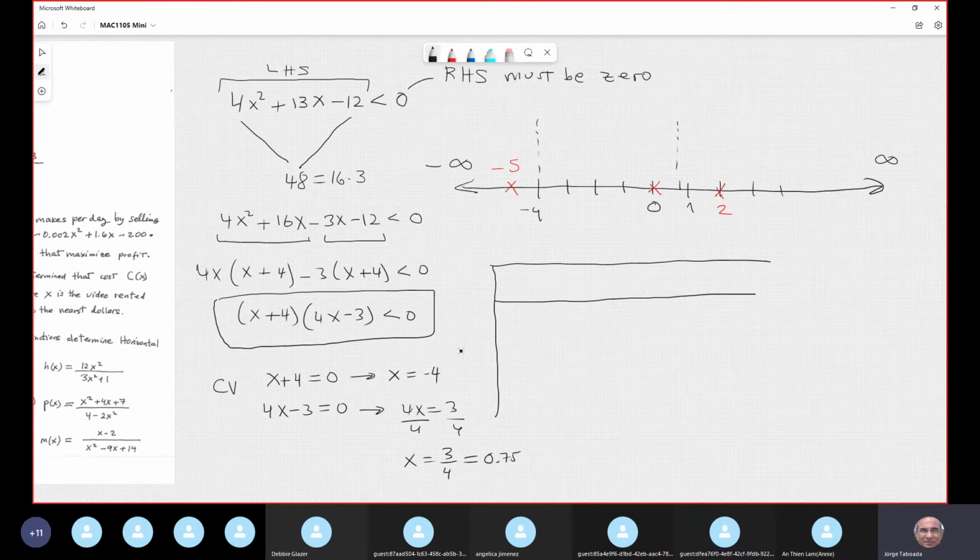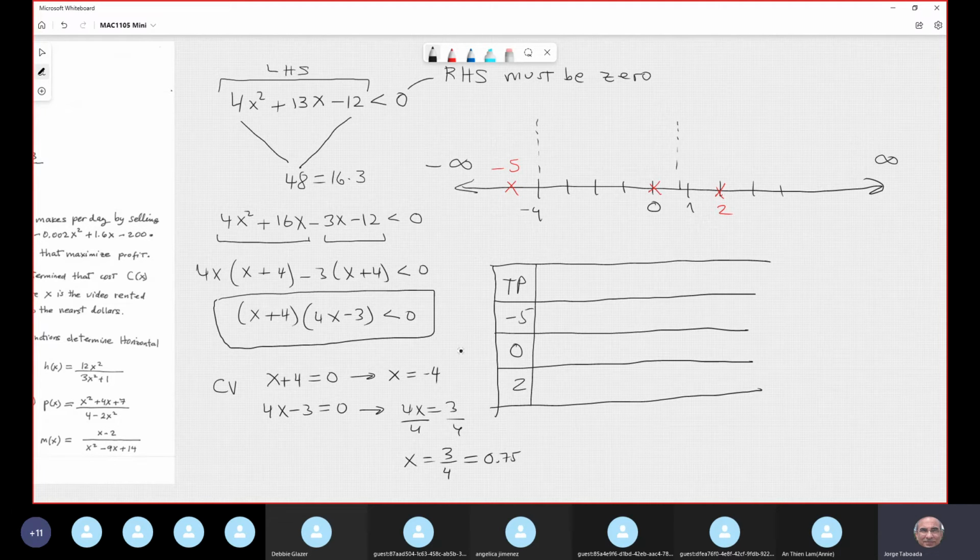Okay. Set up the table. The testing points in our problem are negative 5, 0, and 2. The factors involved in my problem are x plus 4 and 4x minus 3. And the final column important is the total. Negative 5 plus 4 is negative. Here is a negative, because 4 times negative 5 is negative 20, minus 3, negative 23. So the total is positive. At 0, x plus 4 is positive, and 4x minus 3 is negative, therefore negative. At 2, x plus 4 is positive, and 4x minus 3 is also positive because 2 times 4 is 8, 8 minus 3 is 5, positive. The total is positive.